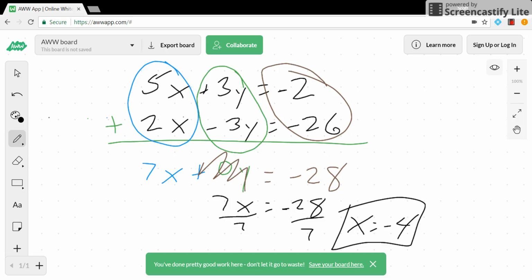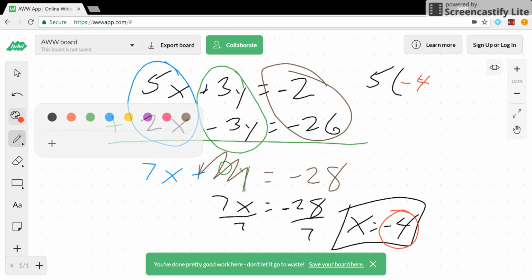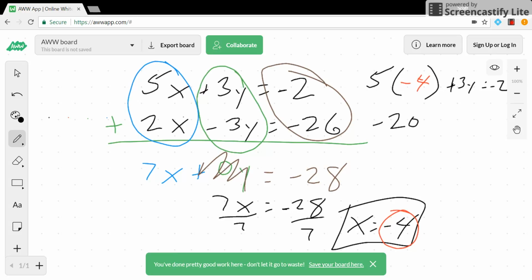Now I'll use substitution, and I'll pick one of those two equations. Doesn't really matter which one you pick. I'll just pick the first one up top. And what I'll rewrite this as is 5 times the x value. Well, we know x is right here at negative 4. So 5 times negative 4, and I'll continue this equation. Plus 3y is equal to negative 2. Well, 5 times negative 4, that's a negative 20. Plus 3y is equal to negative 2.